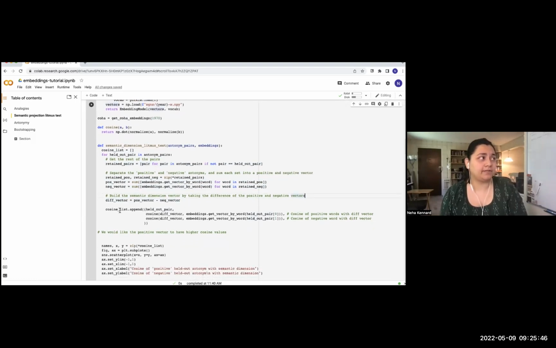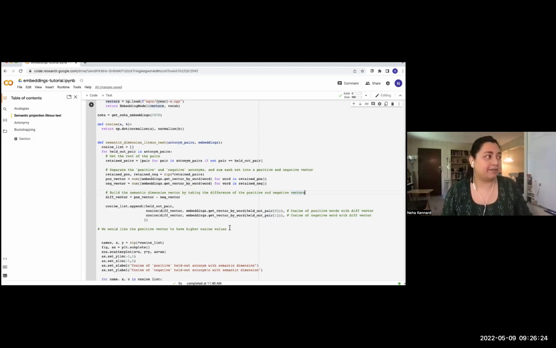Then we take the cosines of the positive antonyms with the difference vector, as well as the cosines of the negative antonyms with the difference vector. What we want to see here is that the employer word should be more aligned with the positive end of the employer-employee dimension, so that should have a higher cosine. Why did I pick these words? They're so hard to say. The employer word should be aligned with the employer end, and the employee word should be aligned with the employee end.